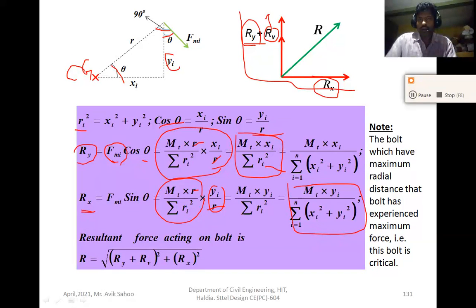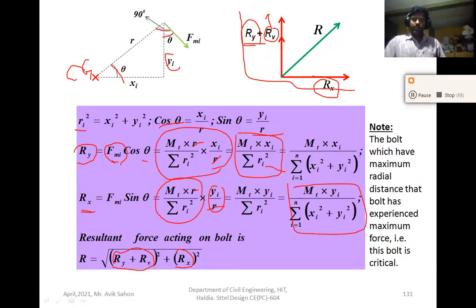Now the resultant is how much? This is the root over of (ry plus rv) whole square, these two being vertical components, plus rx square.